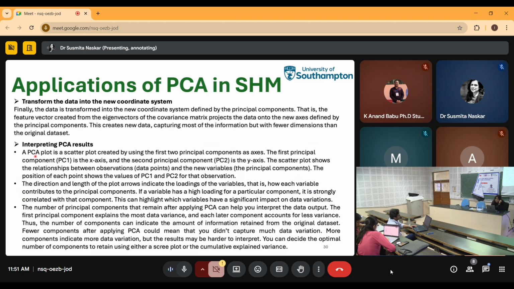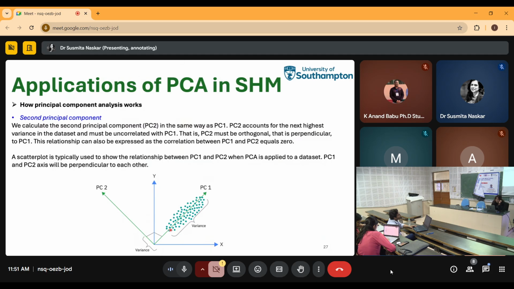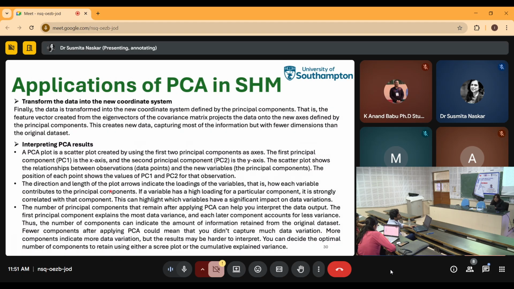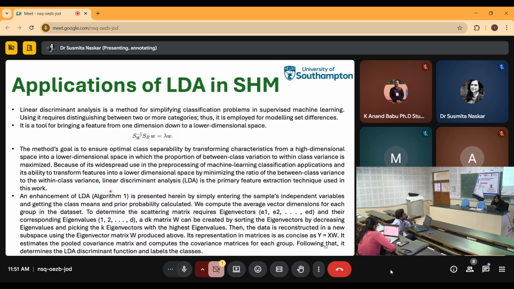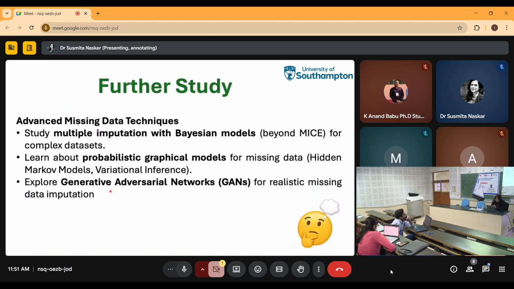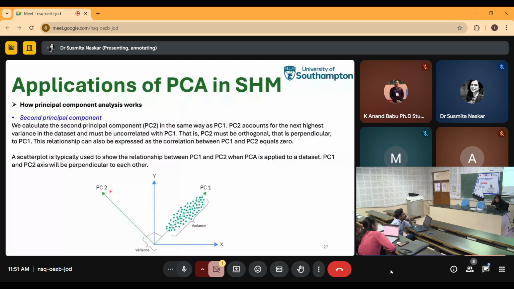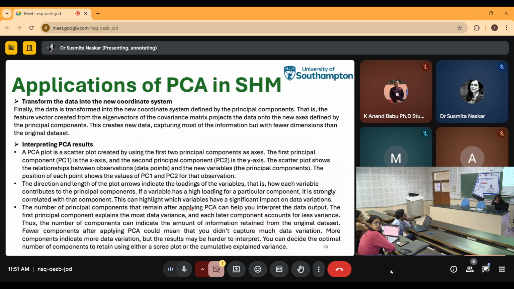So basically, a PCA plot is a scatter plot which is created by using two principal components. As I said, PC1, the first principal component, is the x-axis, and the second principal component is the y-axis. So this is going to be your x-axis and this is going to be your y-axis, right? The scatter plot shows the relationship between the observations, that means the relationship between the points. You can see here, this is generally how a PCA plot will look, okay?